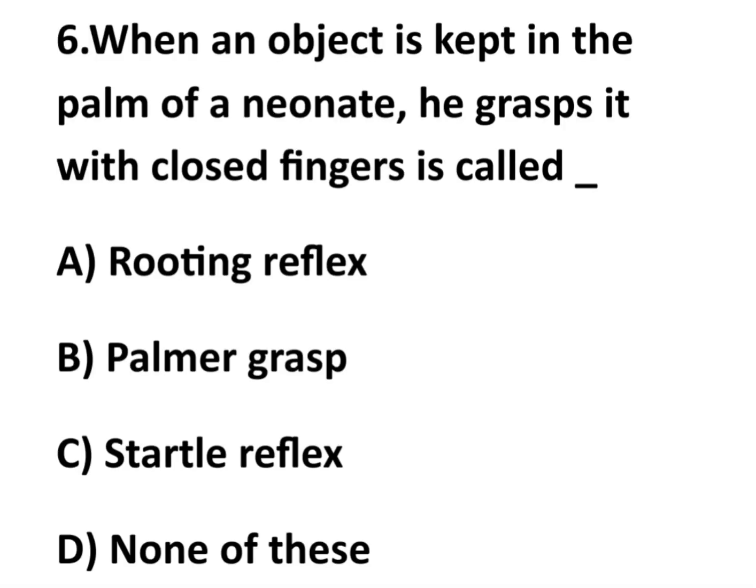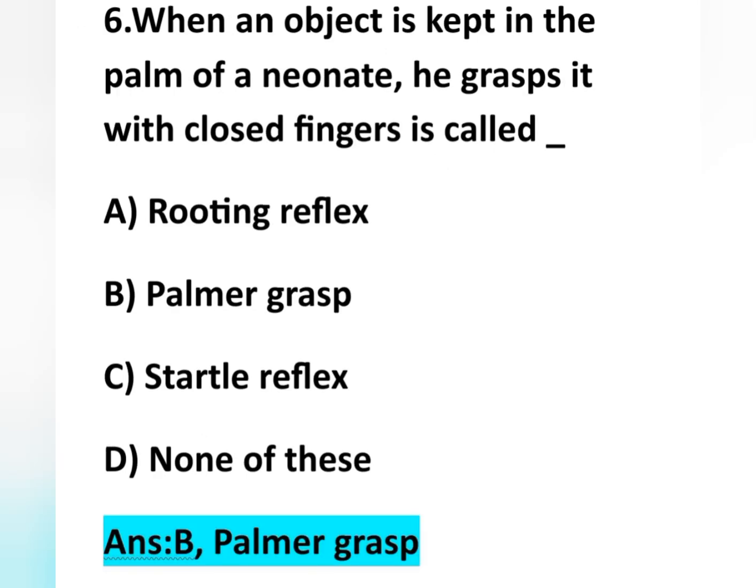Question number 6. When an object is kept in the palm of a neonate, he grabs it with closed fingers. This is called: option A, rooting reflex; option B, palmar grasp; option C, turtle reflex; option D, none of this. And here the correct answer is option B, palmar grasp is the correct answer.